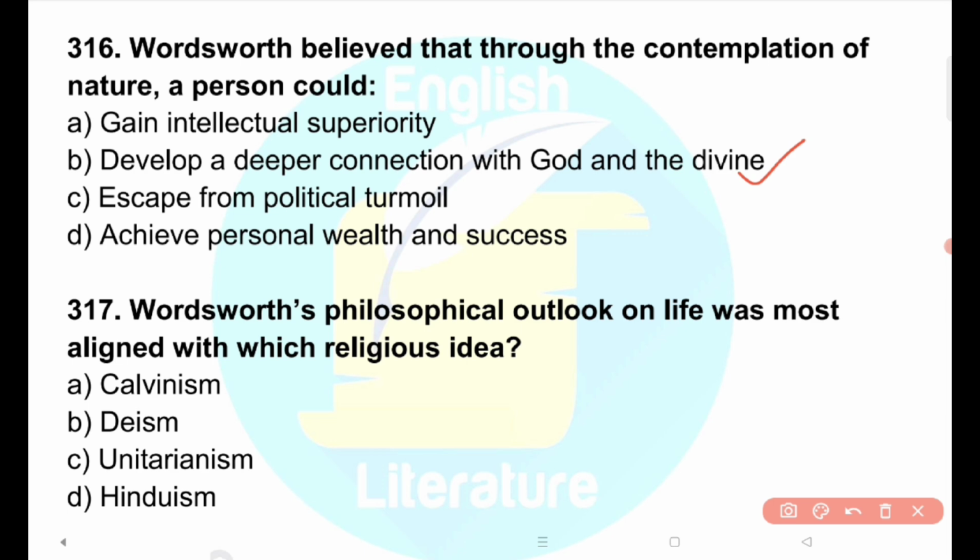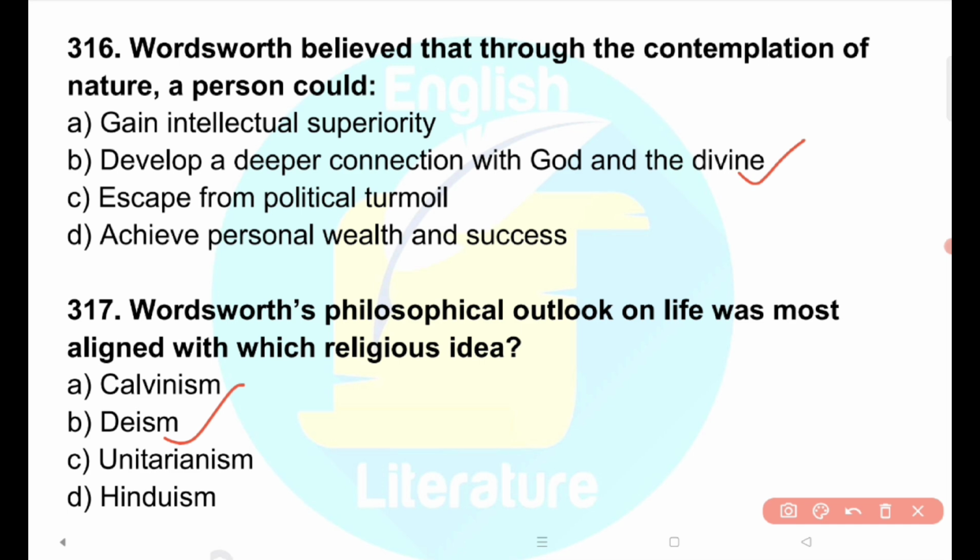Wordsworth's philosophical outlook on life was most aligned with which religious ideas? Option B, Deism. Deism believes in God's presence in nature and moral guidance through natural law, aligning with Wordsworth's pantheistic vision of the divine in nature.